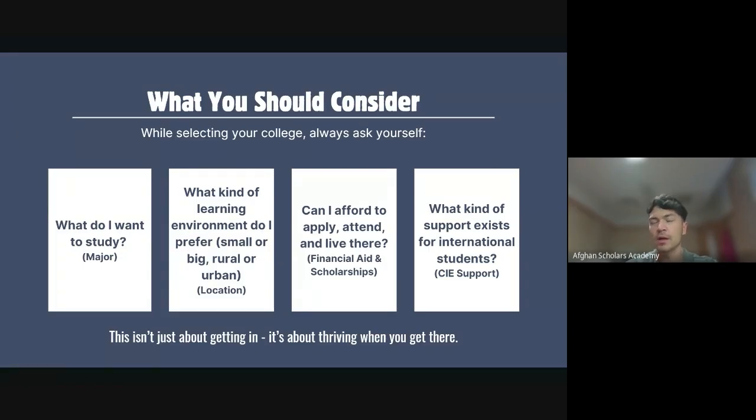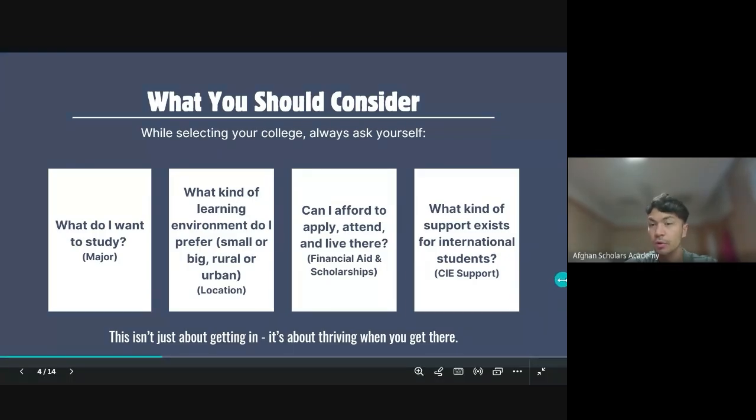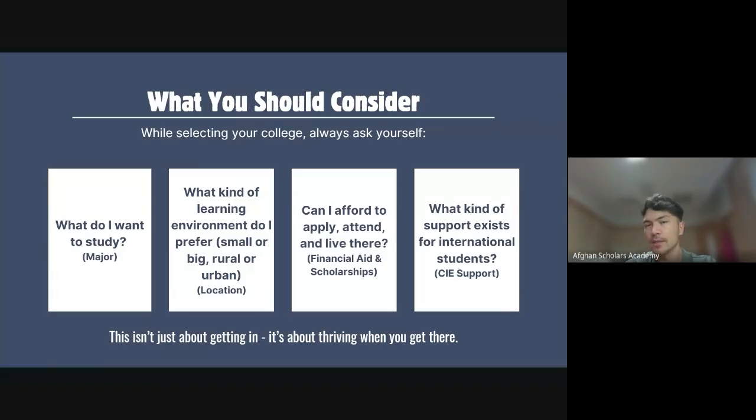Do you prefer a crowded city, a big city where you can be attached to the world? You're a worldly person, and then sometimes you end up in a rural area that you may not like. So do consider those factors. Like I said, they play a very huge factor in your academic and further academic studies. And can I afford to apply, attend, or live there? So consider the financial aid.